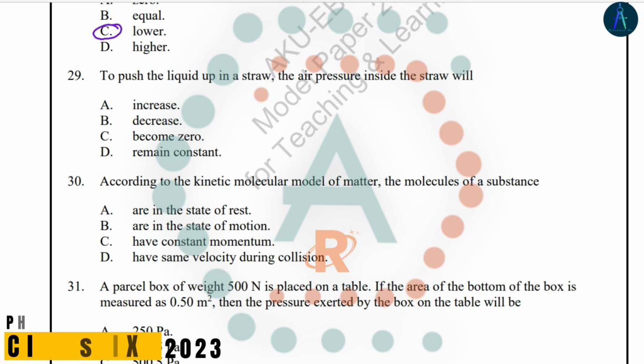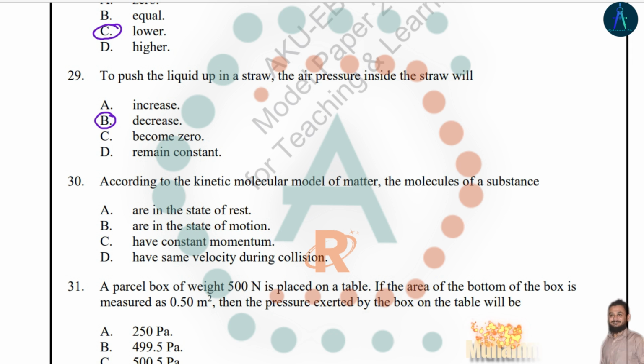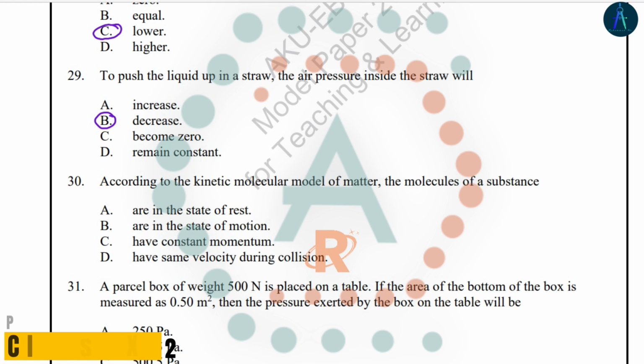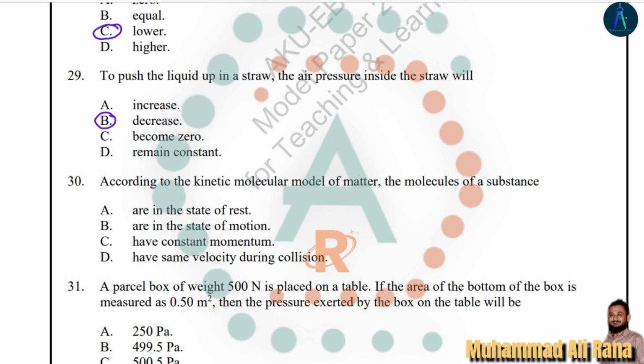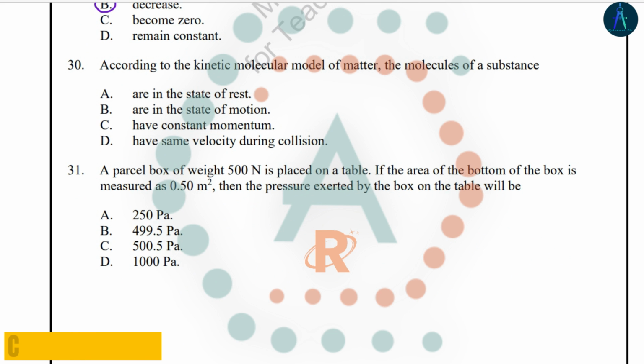To push a liquid up in a straw, the air pressure inside the straw will decrease. If you can recall the working of the straw, when we use it, we suck out the air inside the straw so that the atmospheric pressure above the liquid surface raises the level of the liquid inside the straw. So option B is the right answer.